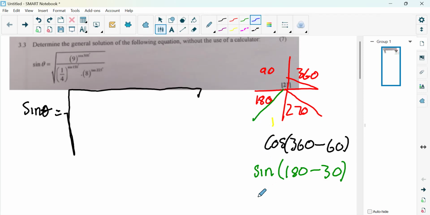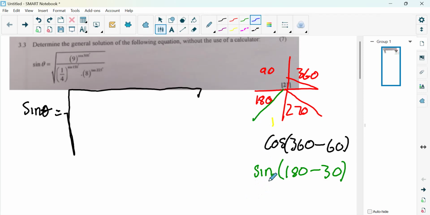Okay, so trig ratio number 1 we're done. Cos, trig ratio number 2, we're also done. Let's go to the next trig ratio. What is the next one? It's tan of 225. Again, where do you find 225?